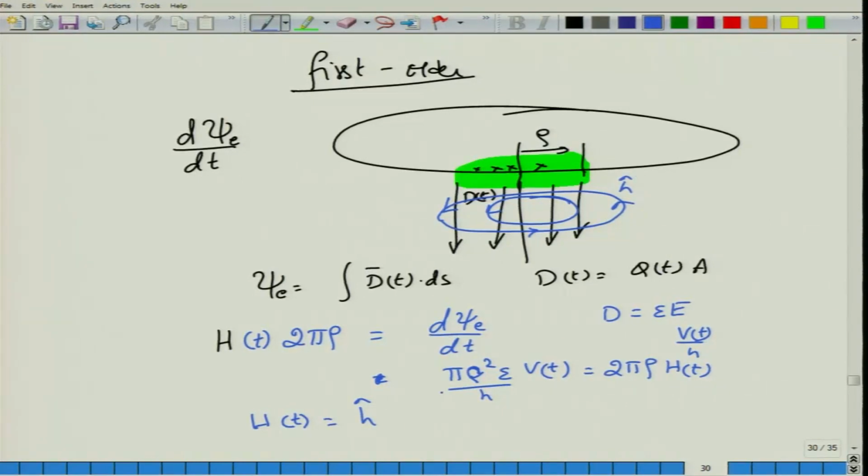It would be circulating, and rho cancels out here, pi also cancels. So you get epsilon rho divided by 2h times dV by dt. So clearly V of t is not constant, and dV of t by dt will also not be constant. So you get H of t proportional to the first derivative of V of t. And it is very important to note that this H field is non-uniform, which means that the H field will be 0 on the axis, but it will keep increasing linearly up to the edge where rho is equal to a.